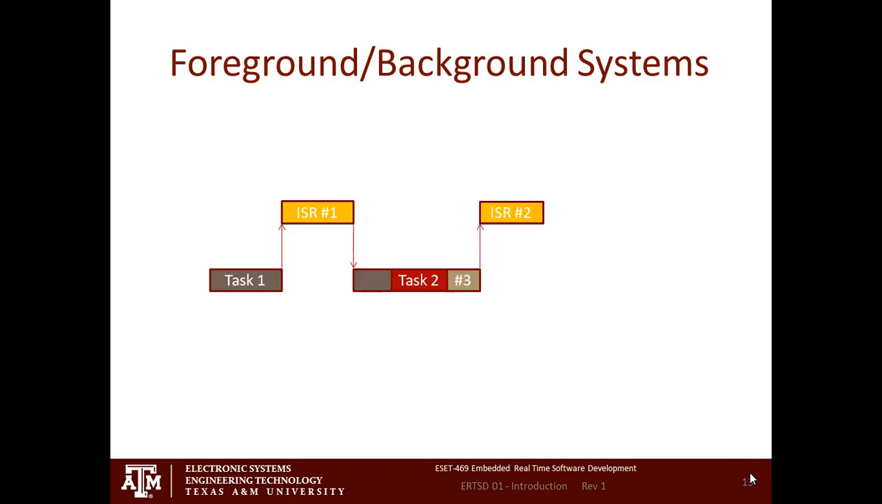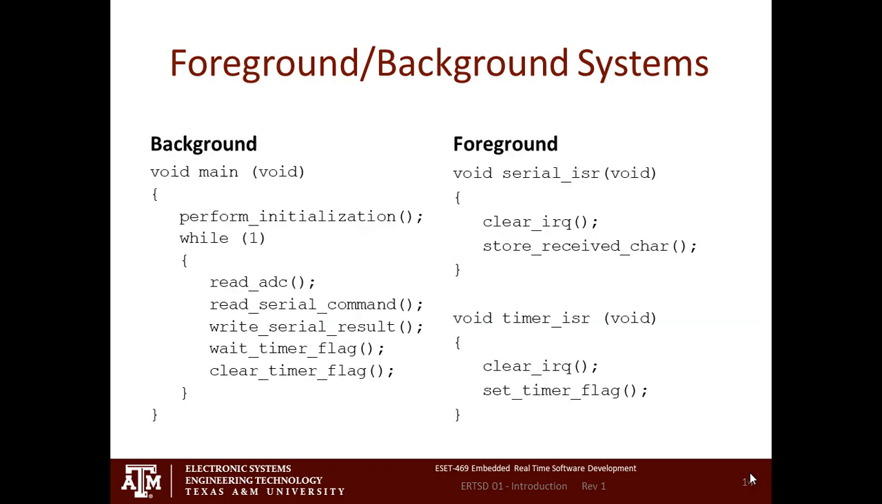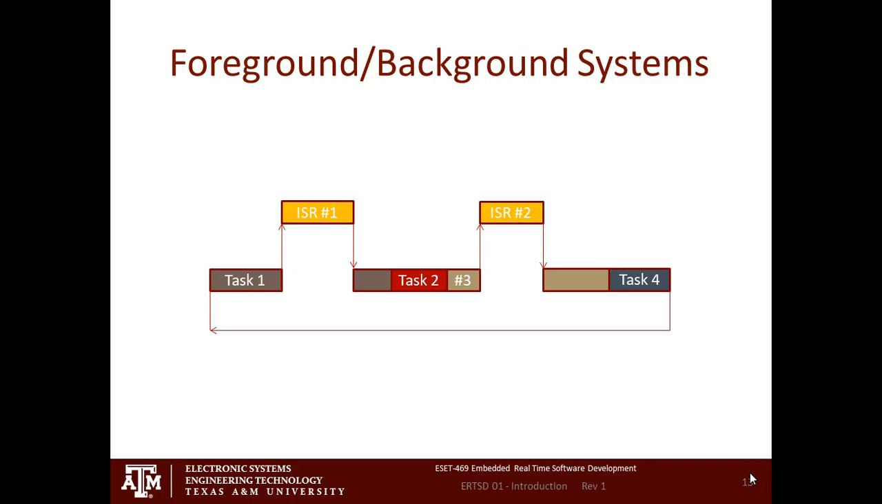And foreground background systems are what you probably have done thus far for most of your embedded life. And that is, you've got an interrupt service routine that goes off and does something. So you do task 1, the interrupt happens, you go off, service the interrupt, you return, continue with task 1, do task 2, interrupt routine happens, you go service that, you return, you do your thing, right?